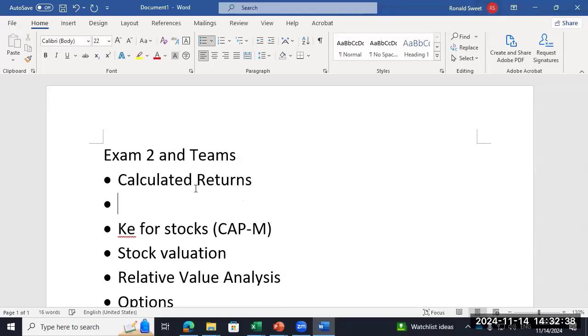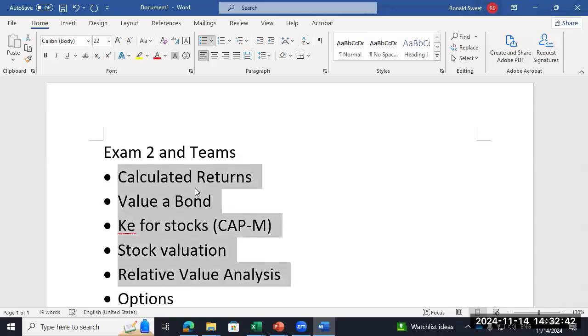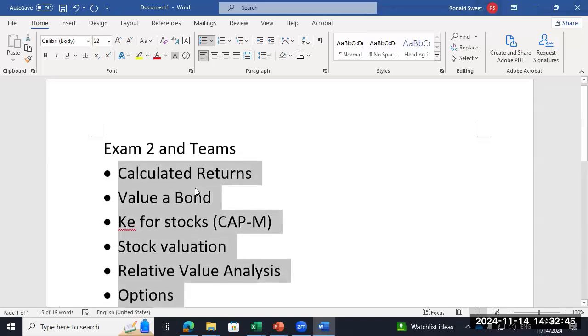returns, a bond, and essentially that is exam two right there. So we're walking through them. You did really well on calculating returns. For the team question, it looks like valuing bonds. At least some of the teams did well on that.